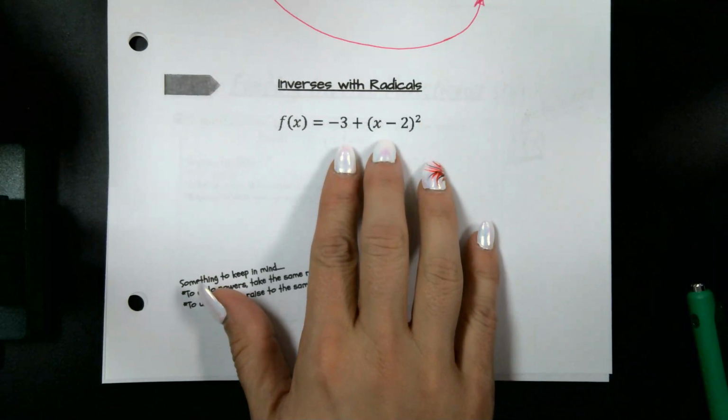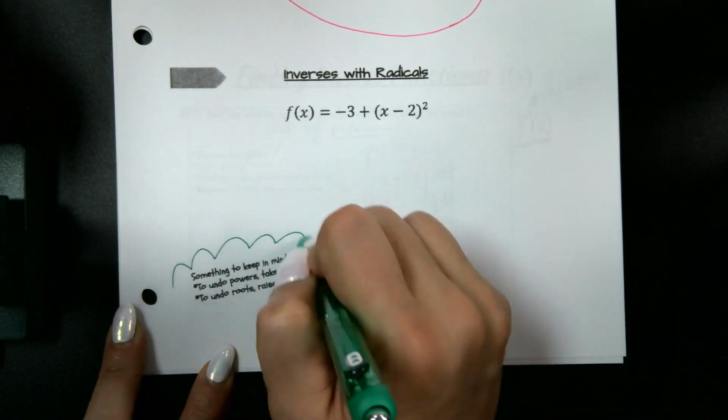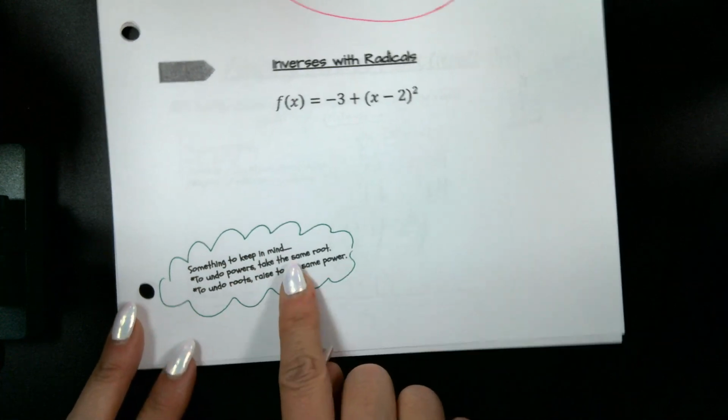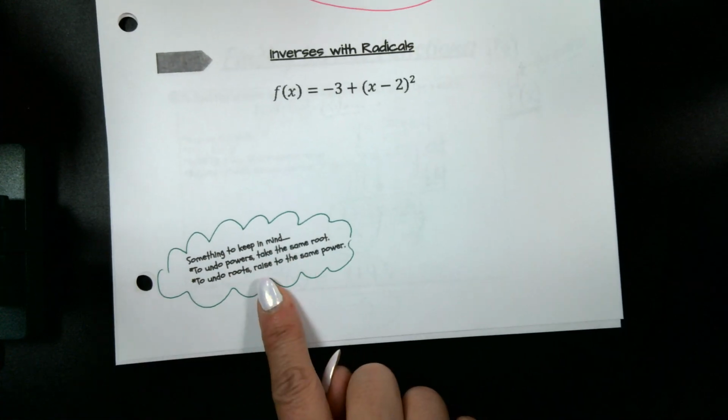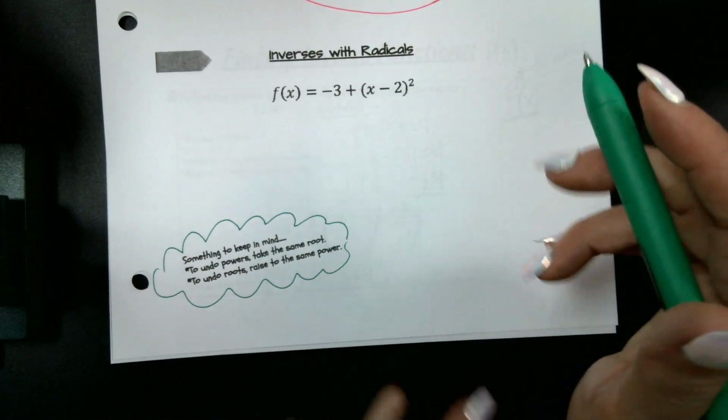Okay, so down at the bottom, it's a very similar problem. And look down here, you guys see this? Something to keep in mind. To undo powers, take the same root, and to undo roots, raise to the same power. So those are the things to keep in mind. Those are inverses of each other.